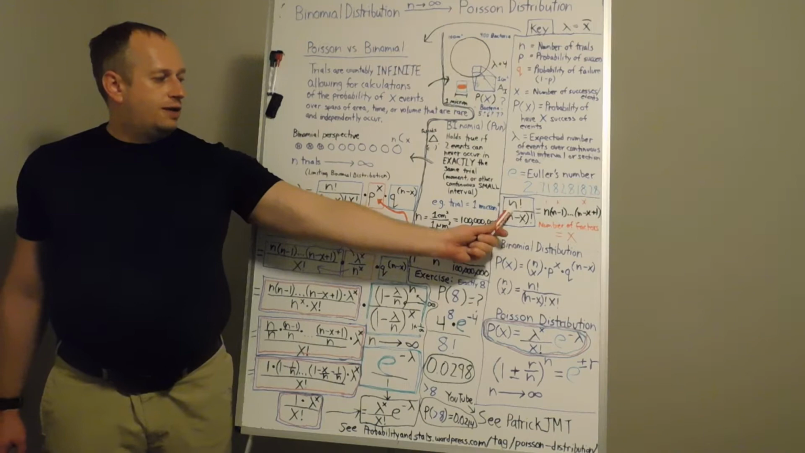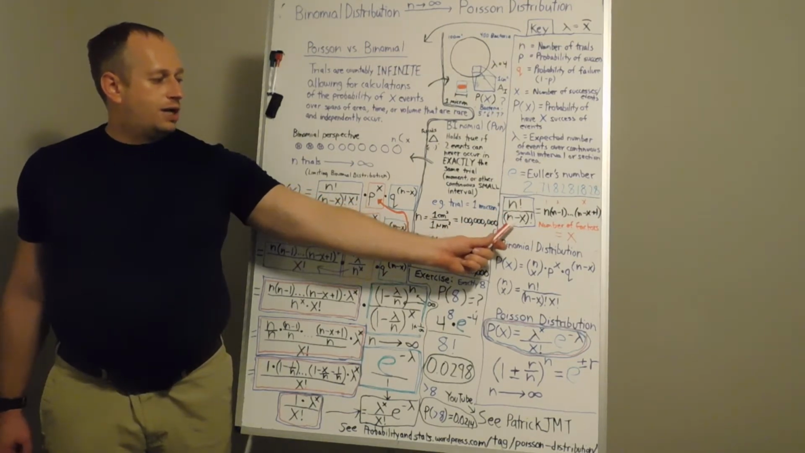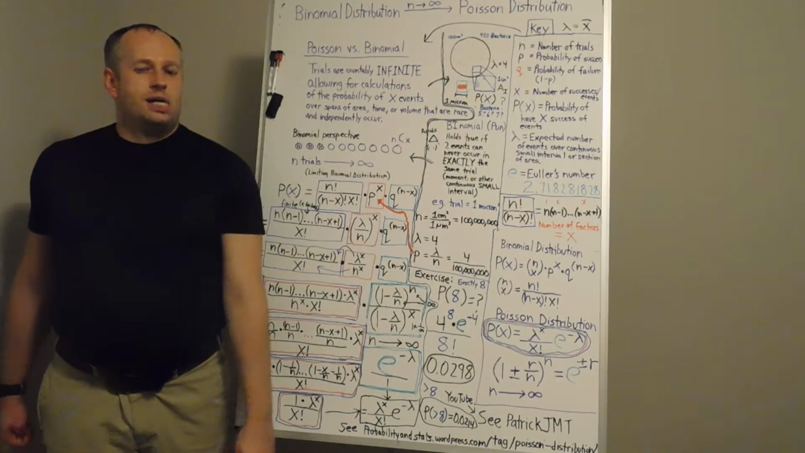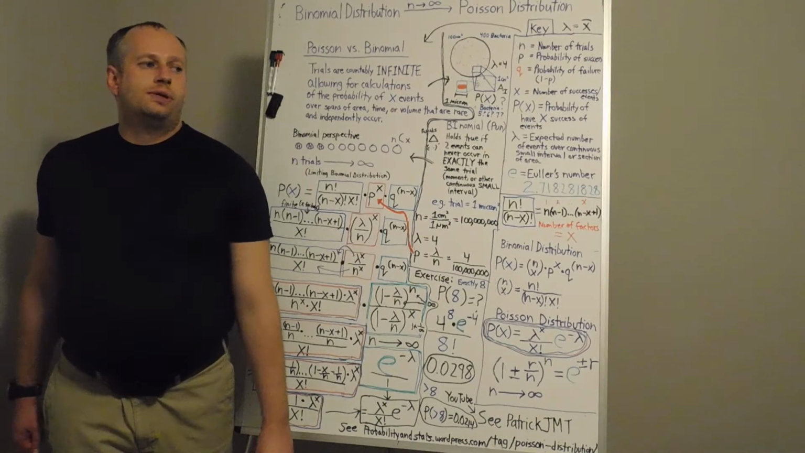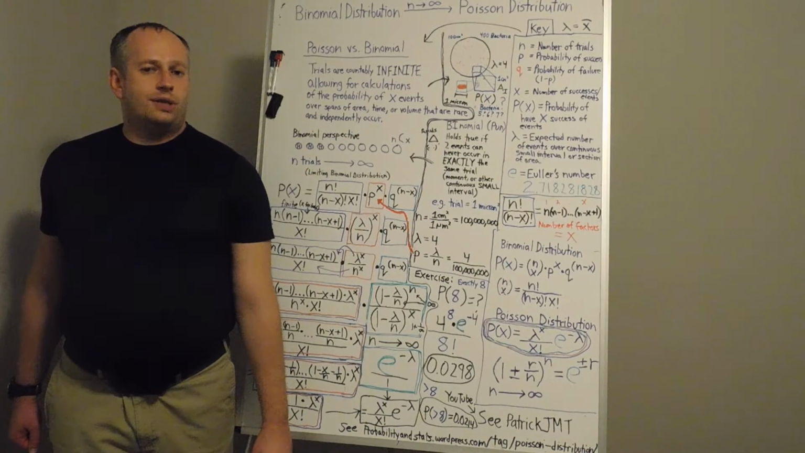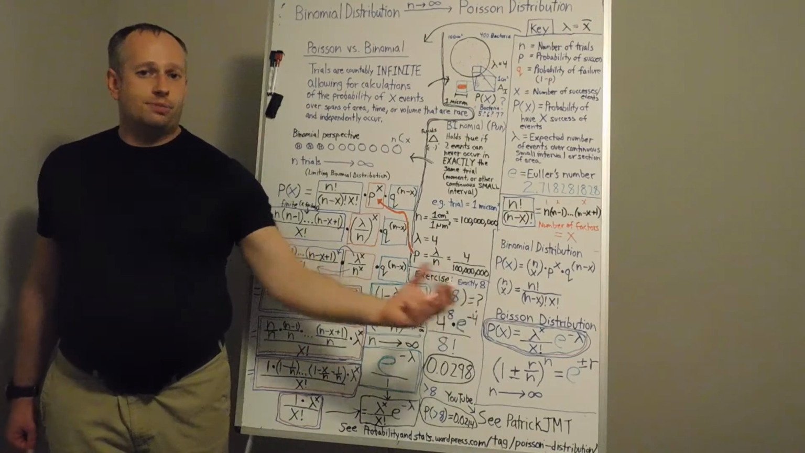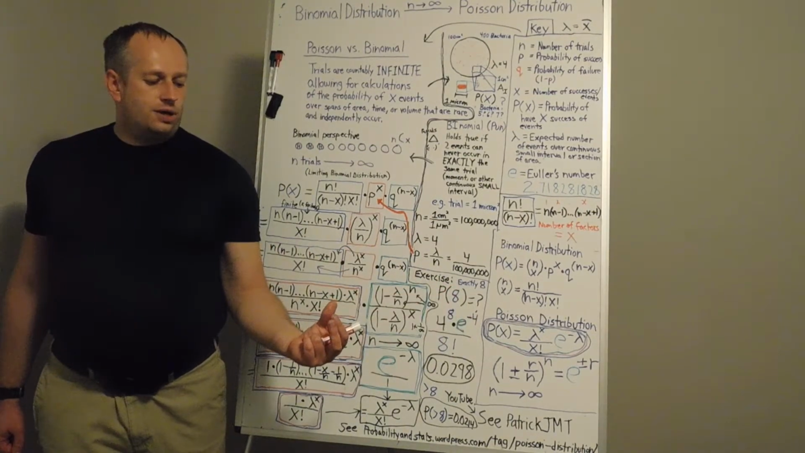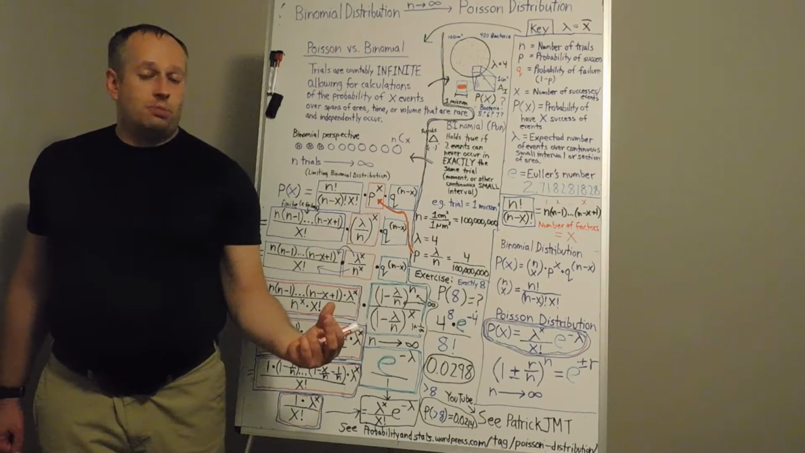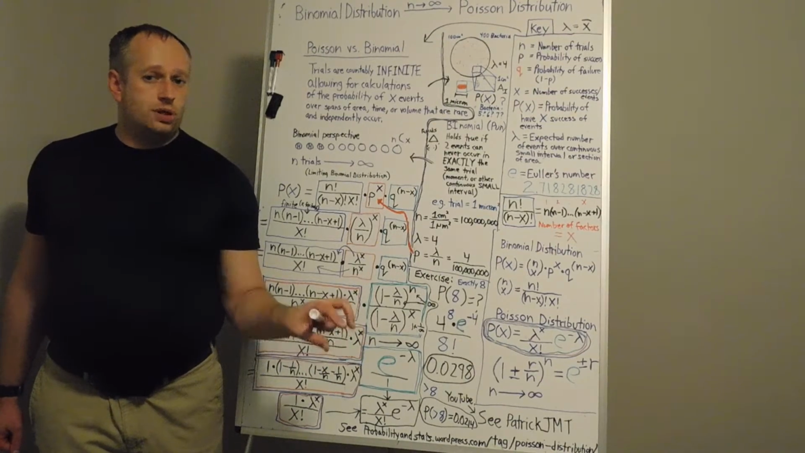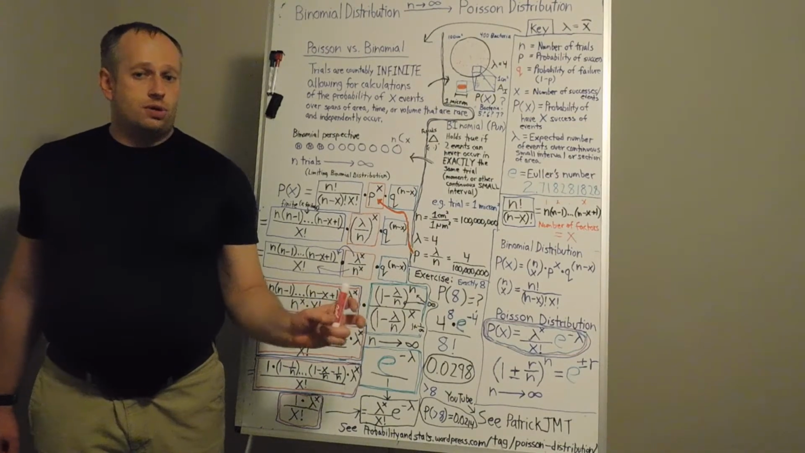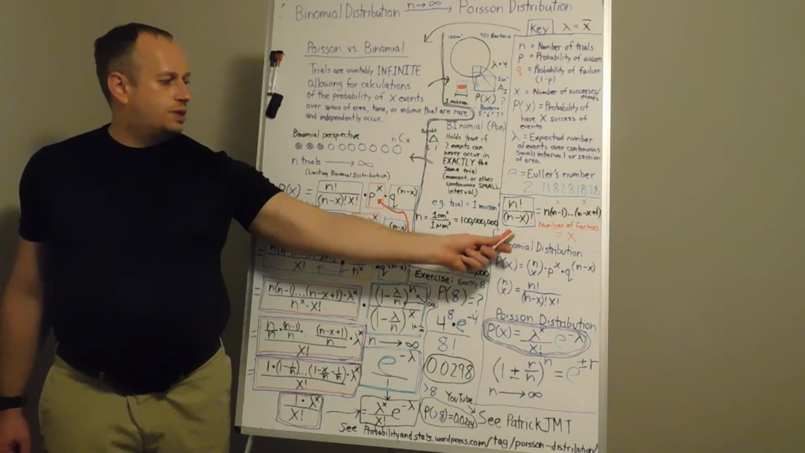Whenever you see n factorial over n minus x factorial, that really is the number of different ways to organize items that you pick from n items. And that's the number of ways that you can have those items organized. So it's a permutation when you see that.